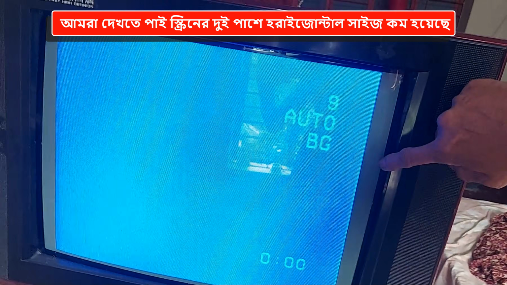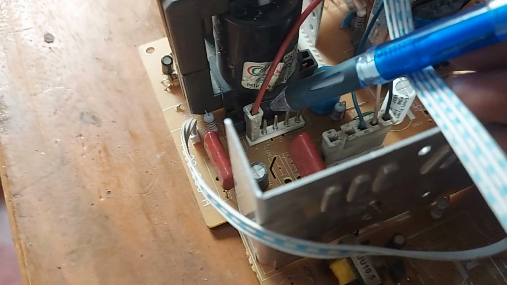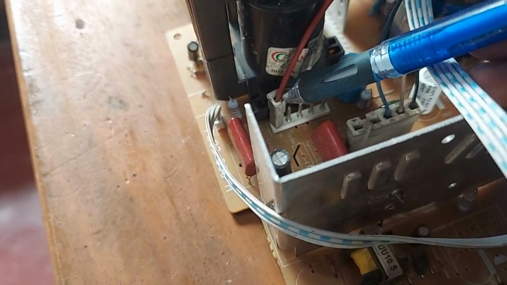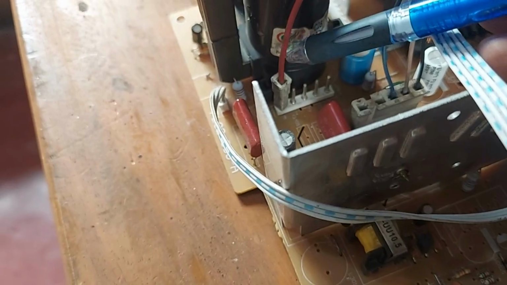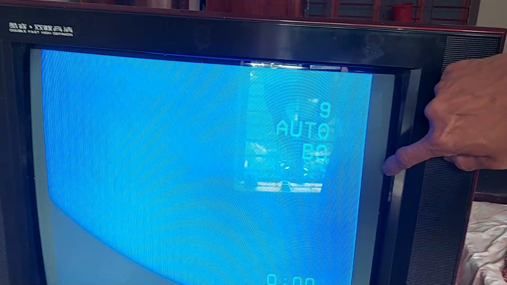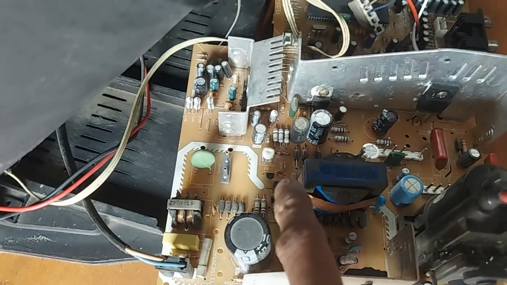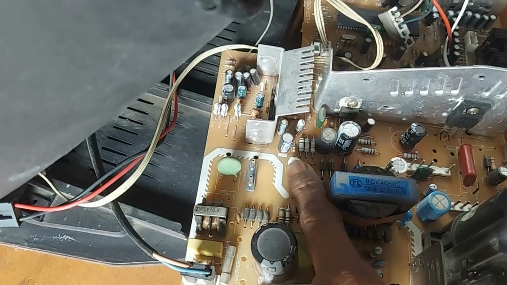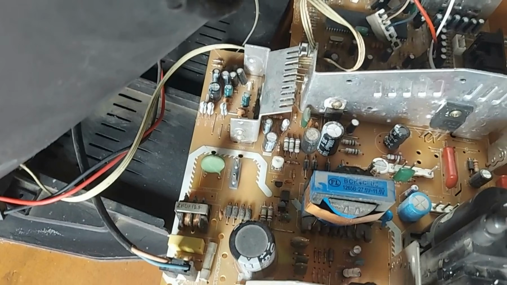After changing the board, we see the horizontal width on both sides of the screen is often less. But look here. The phase terminal of the horizontal yoke coil is connected to a higher voltage to increase the horizontal size. Even after that, the horizontal size is not sufficient on the screen. In this situation, by adjusting this port, most technicians increase the output voltage of the SMPS.